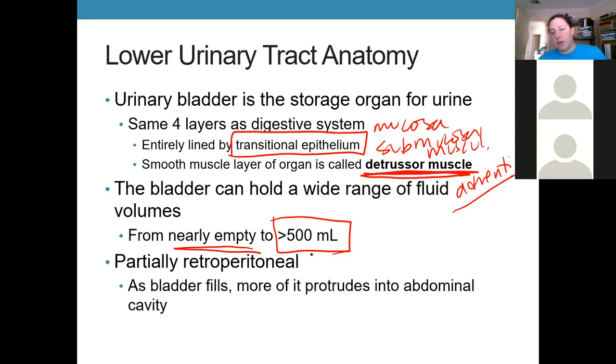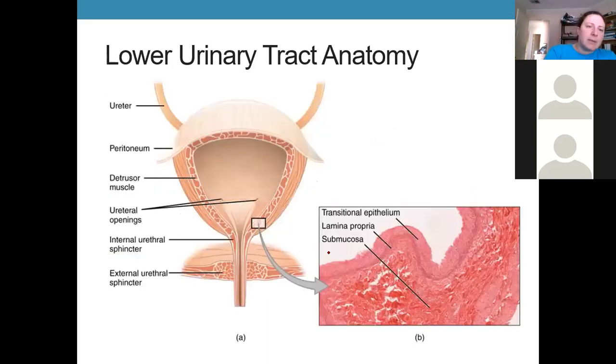And since the minimum amount of urine that you make in a day is about 500 milliliters, that means that I guess if you timed it properly, you'd only have to pee like once or twice a day, but I don't recommend that. Stay hydrated. For the most part, the bladder is retroperitoneal, but as it fills with urine, it sticks into the abdominal cavity. And so when we look at the anatomy of it, we see that the peritoneum actually sits on top of it like a little cap. And so that part has a serosa, and then the rest of it just has adventitia down here.